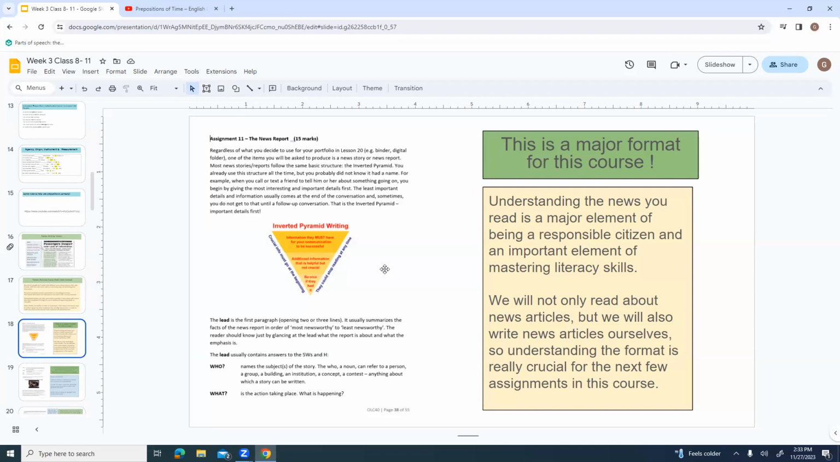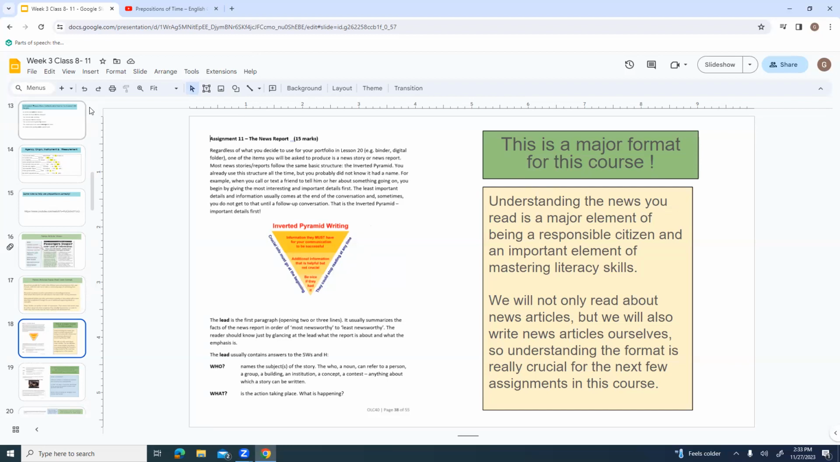Most news stories or reports follow the same basic structure, which is the inverted pyramid that you can see here in yellow. You already use this structure all the time, but you probably didn't even know that it had a name. For example, when you call or text a friend to tell him or her about something going on, you usually begin by giving the most interesting and important details first. The least important details or information usually comes at the end of the conversation, and sometimes you do not get to that until a follow-up conversation.